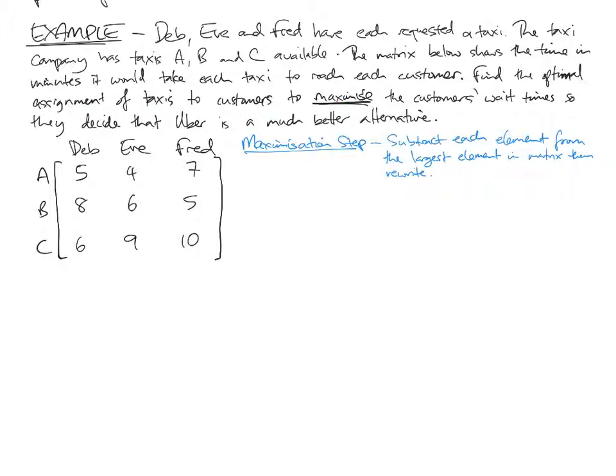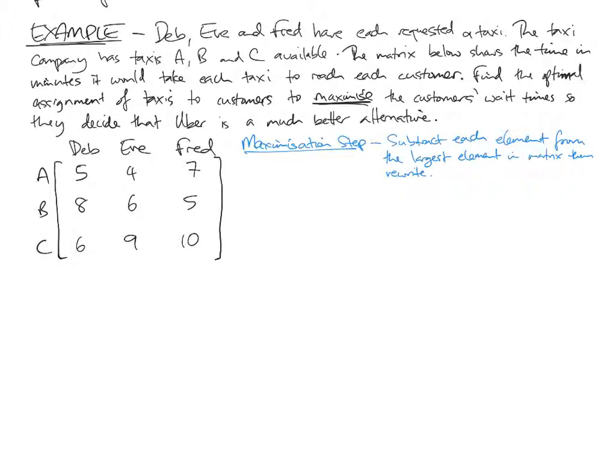So obviously, normally this question would be minimized because taxis would want to minimize the time they take to get to their customers. But I'm pulling at straws here, trying to find you maximization questions. There's not many examples of those in other textbooks, and I don't want to use anything that's already in your textbook, so I've just changed a minimization question to a maximization one. So we're going to assign the optimal taxis to maximize the customers' wait times, so that they decide Uber is a much better alternative. Okay, so my justification for that might be lame. I don't care. We're just looking for a way to maximize here as an example.